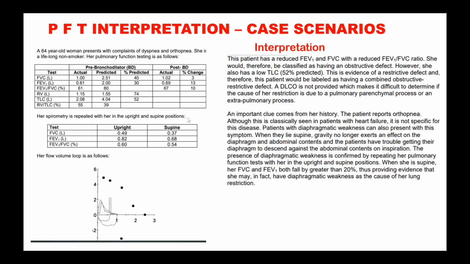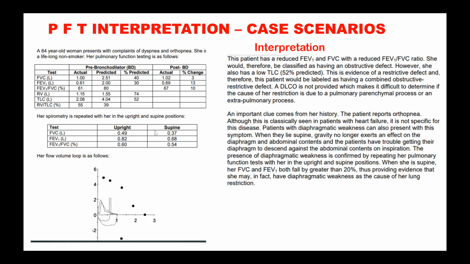Now, coming to the DLCO, not provided, which makes it difficult to determine if the cause of restriction is due to a pulmonary parenchymal process or an extrapulmonary process. The important clue comes from her history. The patient reports orthopnea. Although this is classically seen in patients with heart failure, it is not specific for this disease. Patients with diaphragmatic weakness can also present with this symptom. When they lie supine, gravity no longer exerts an effect on the diaphragm and abdominal contents. Patients have trouble getting their diaphragm to descend against the abdominal contents. The presence of diaphragmatic weakness is confirmed by repeating their pulmonary function test.